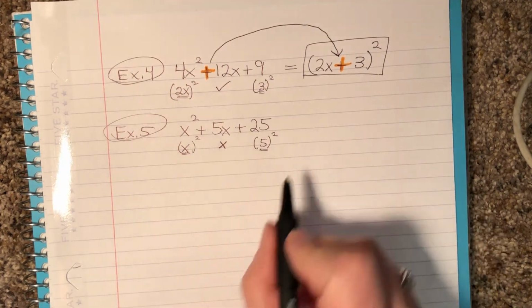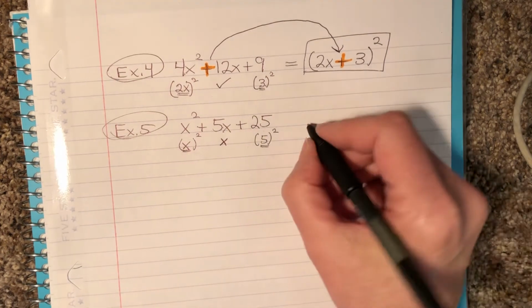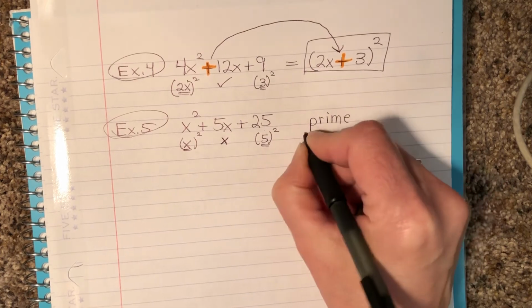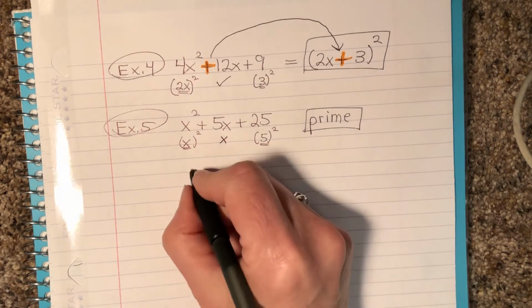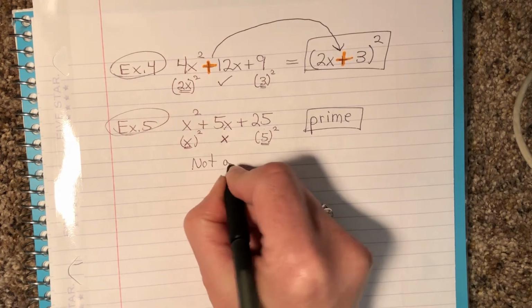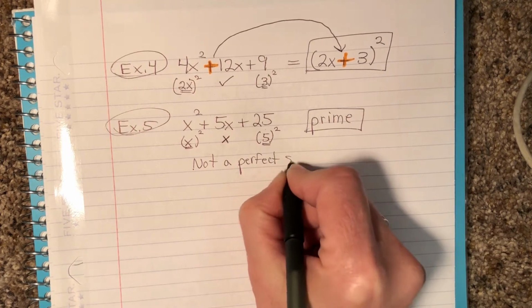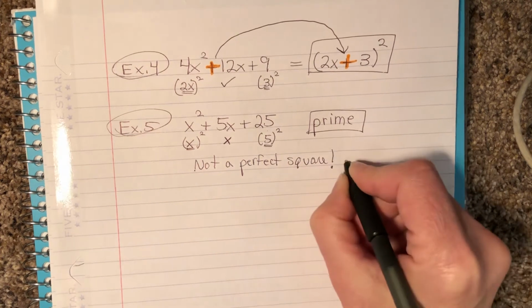It's not a perfect square. And plus there's no GCF or anything. I can't factor this at all. Therefore, it means it's already prime. So you would say prime. If it fails, not a perfect square. Fails test.